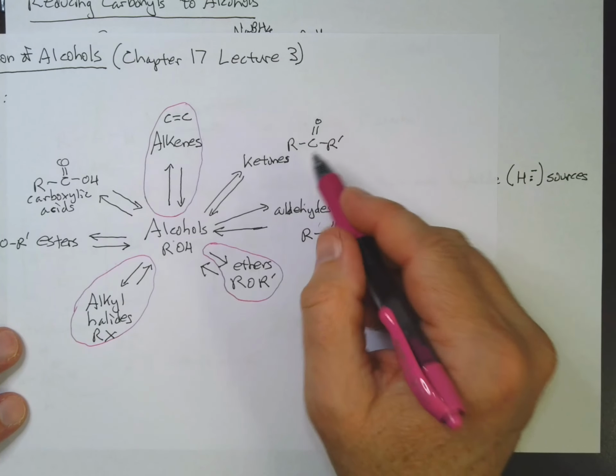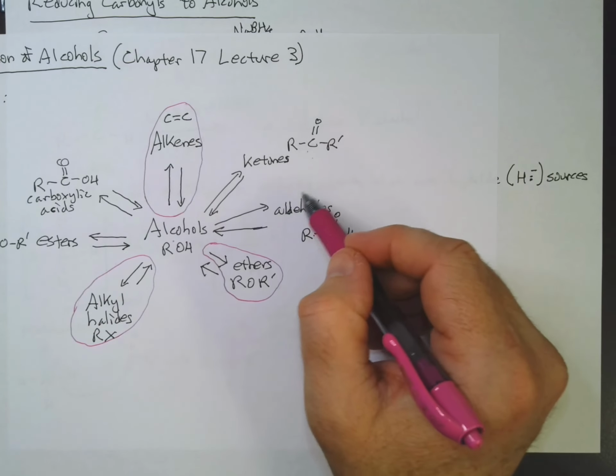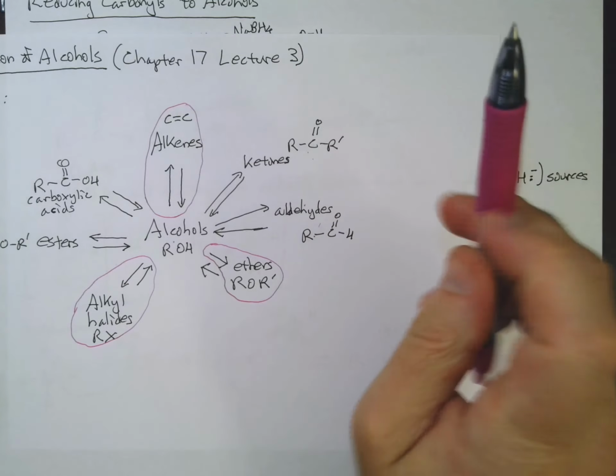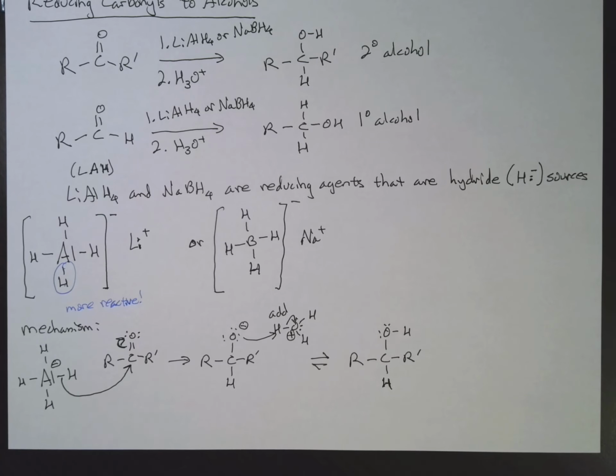Anyway, so now we've seen ways to make alcohols from ketones and aldehydes. I'll get to ways of making aldehydes and ketones from alcohols in just a little bit.